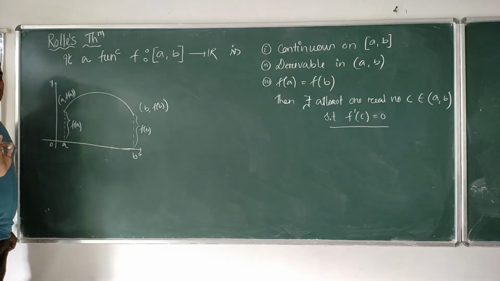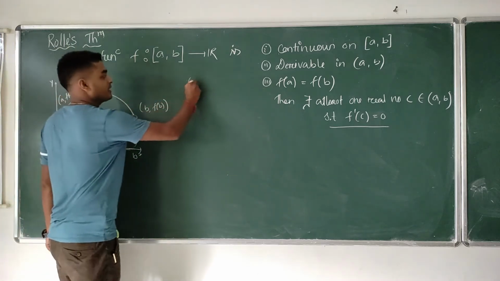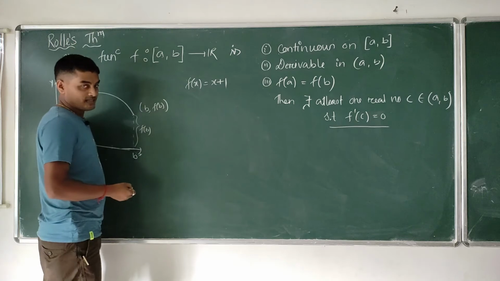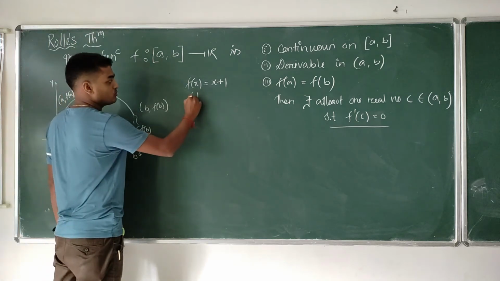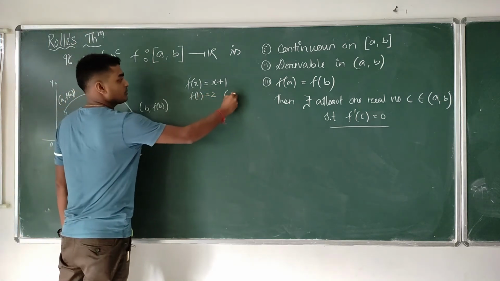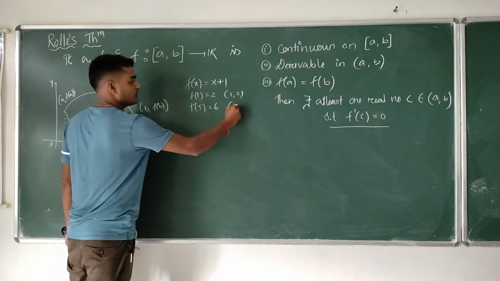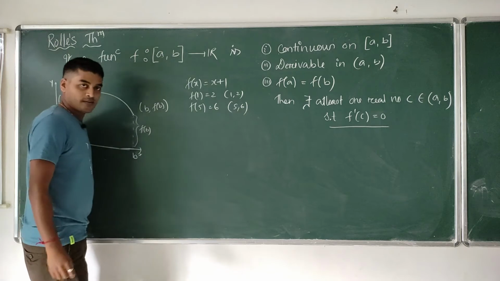Function means what? Function means a curve. I have already explained this many times before. f of x is equal to x plus 1. For x is equal to 1 we have 2, that means this is the point 1 comma 2. For 5 we will have 6, that means the point is 5 comma 6, correct?